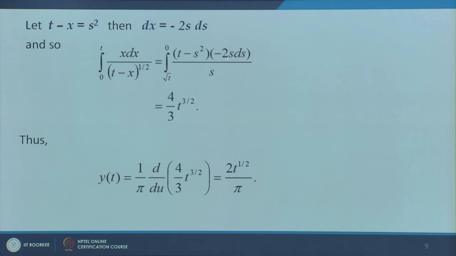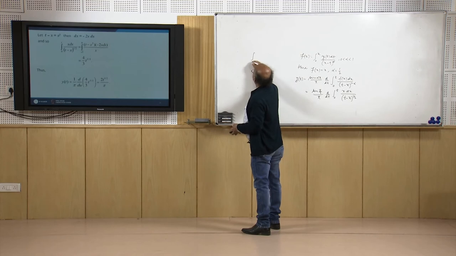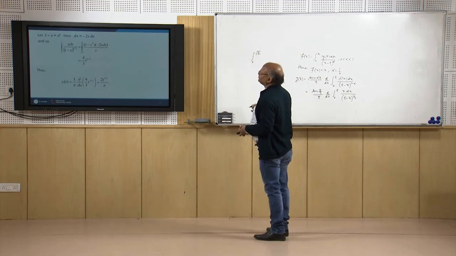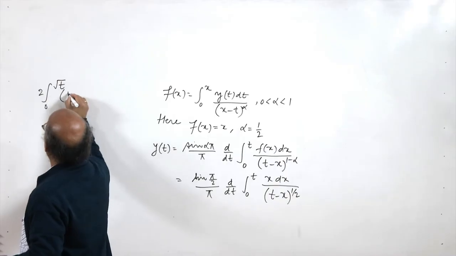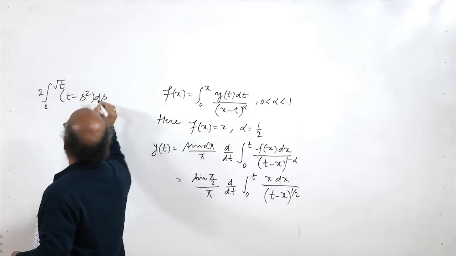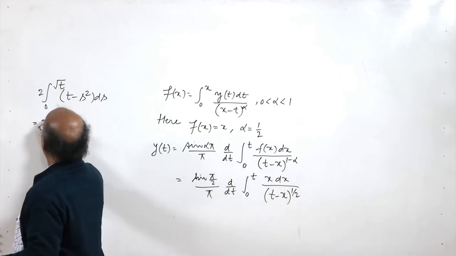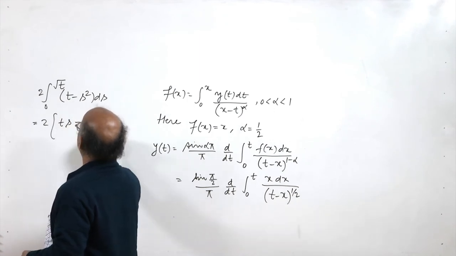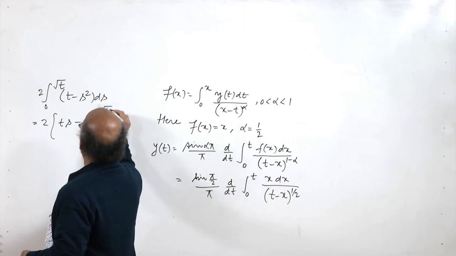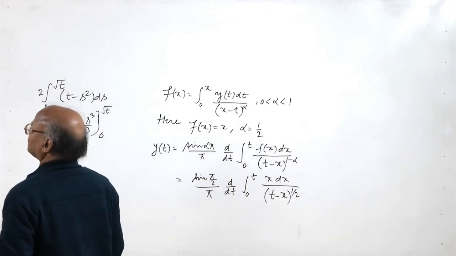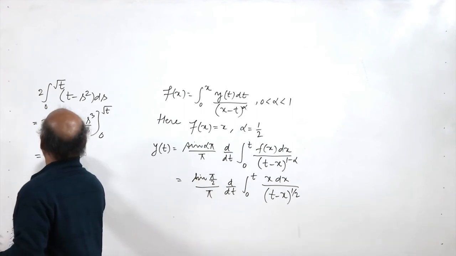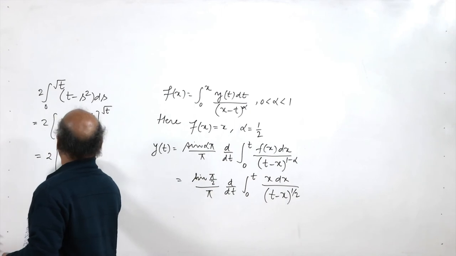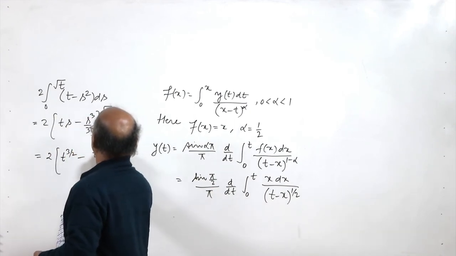So this s gets cancelled, and what we have is, with the negative sign we can change the limits of integration, and we have the limits of integration as 0 to root t, 2 times t minus s square ds. This is what we have. Now let us integrate. So 2 times t s minus s cube by 3, 0 to root t. So this will be 2 times t to the power 3 by 2 minus t to the power 3 by 2 divided by 3.